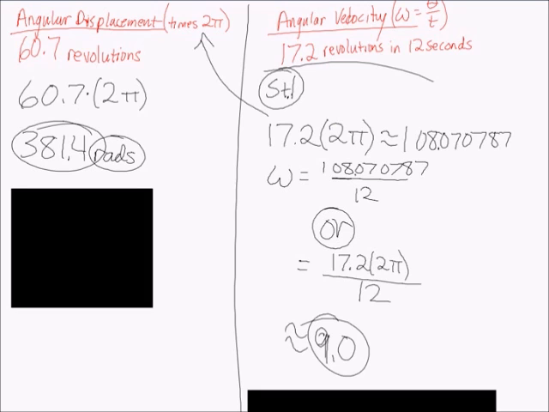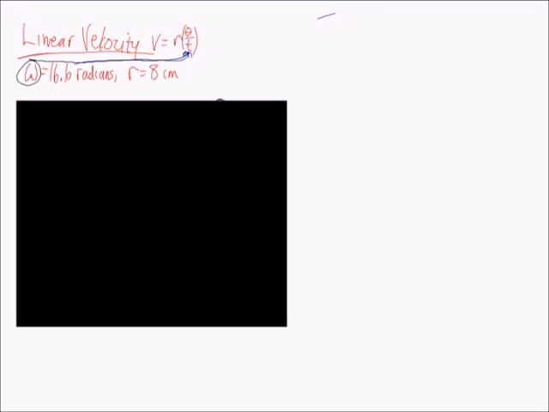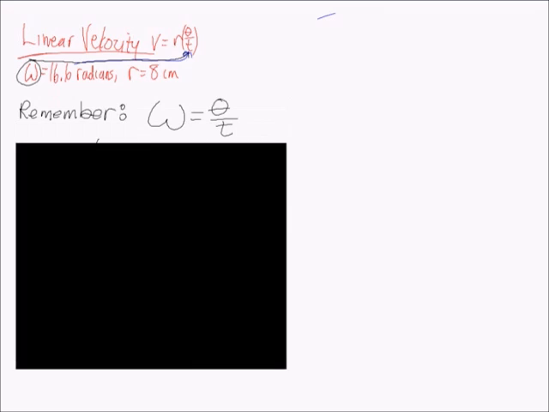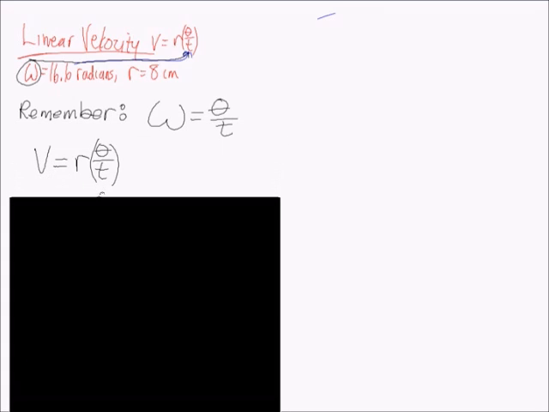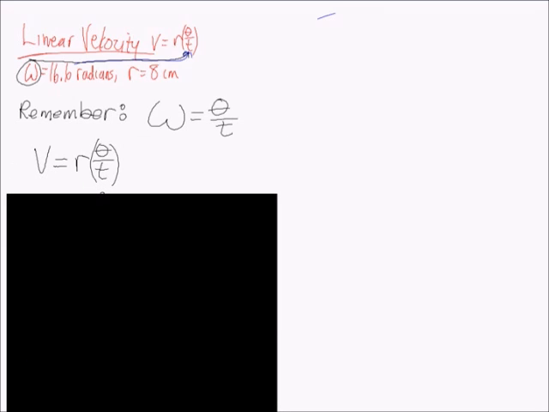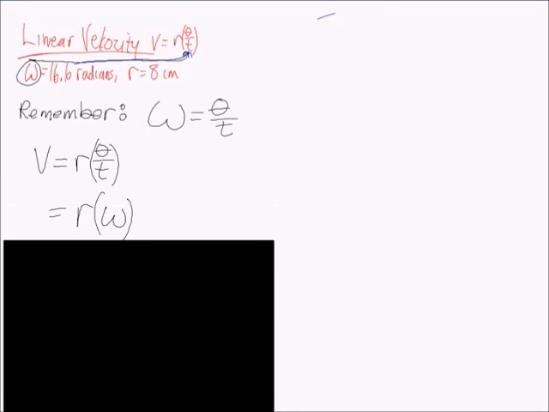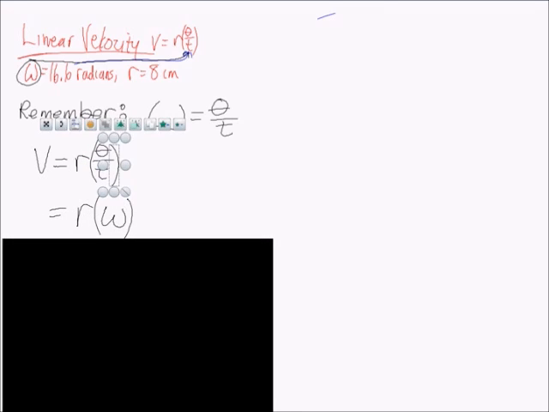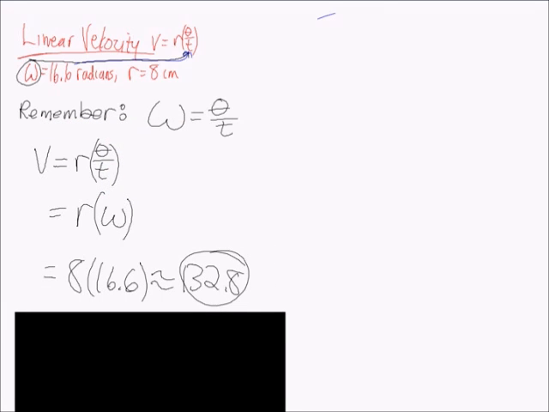And finally, linear velocity, same thing. Remember, theta over t is omega. So in the problem, they're going to give you this omega right here. So instead of theta over t, you're going to write r times omega. And then you have your r, you have your omega, and just multiply them, and you get 132.8.